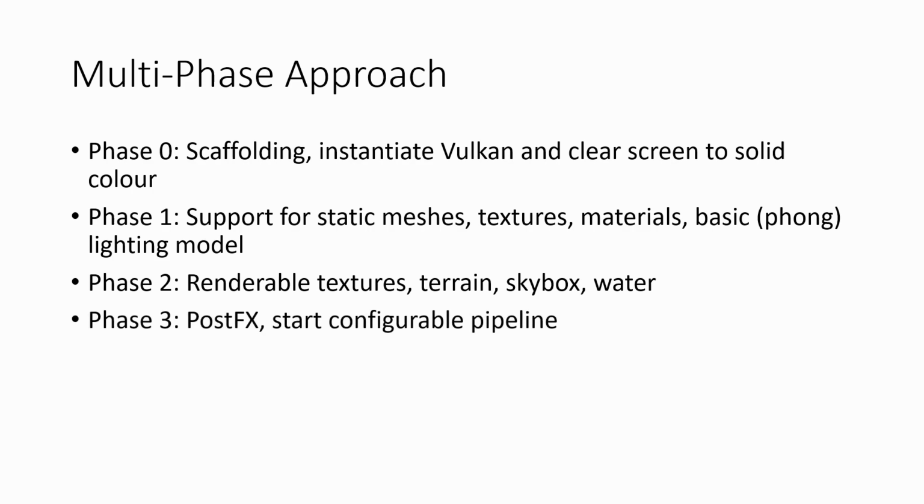Phase three is going to be any post effects, and we're actually going to start making the pipeline configurable. For the first three phases, we're going to hard code some things just to get things up and running, right? Because no matter what you're developing, especially the larger the project, sometimes you just have to temporarily hard code things just to get stuff up and running. And then once you figure out how all the pieces are going to fit together, then you can go back and make it configurable. And that's what we're going to do in phase three. And as part of that, we're going to add post effects. Post effects actually rely on renderable textures. So if you'll notice, each of these phases builds on the last.